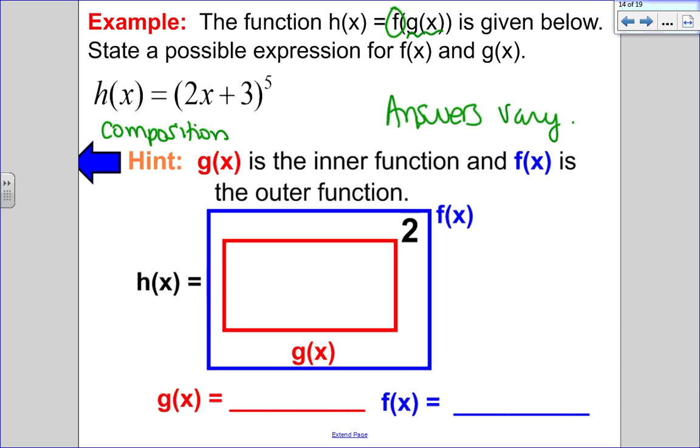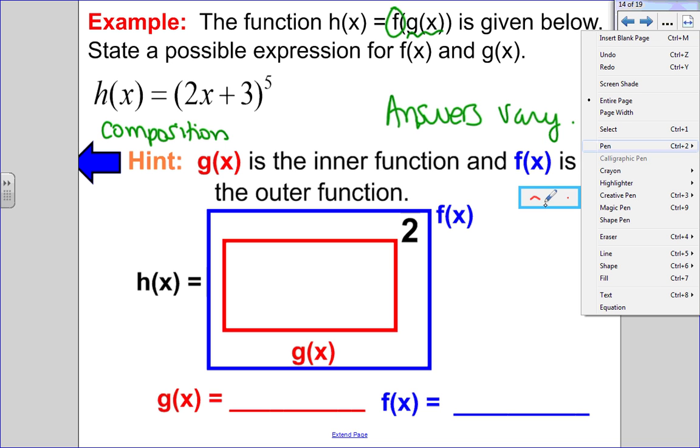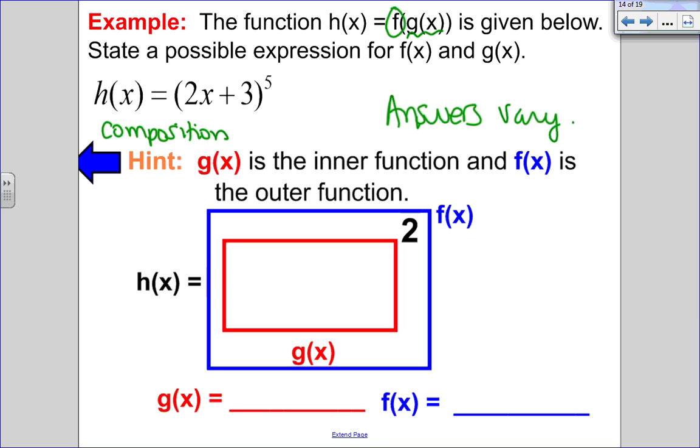So h of x is the composition, so I'm going to look at the outside function and the inside. I think it's easiest to identify the inside function. And what I mean by inside function is it's what's replacing just a plain old x. So I can see that this is 2x plus 3 all to the exponent of, that should be a 5, my mistake. So it's 2x plus 3 all to the exponent of 5. So I can see the inside function is just that 2x plus 3.